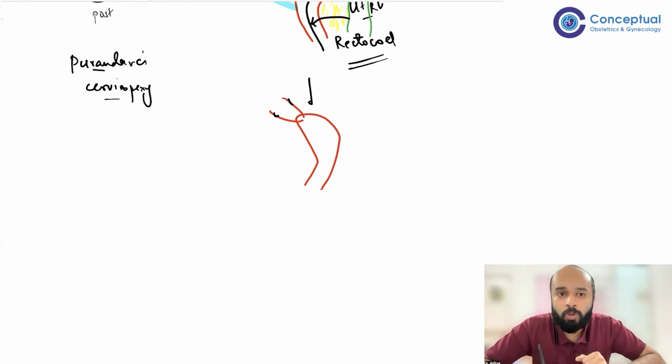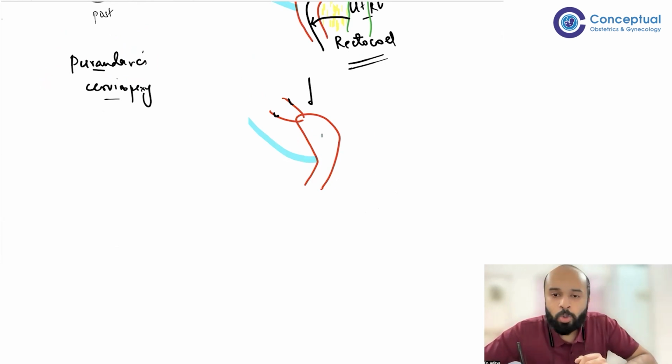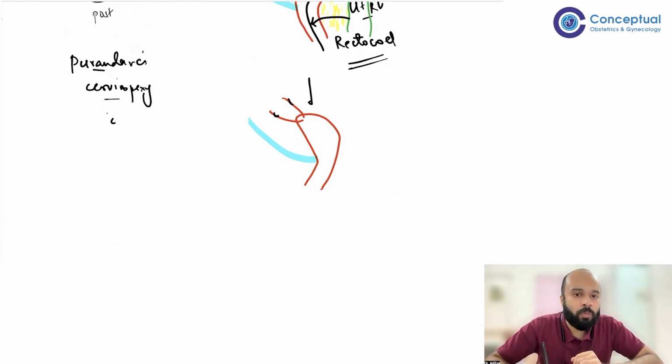This is called Purandare cervicopexy with round ligament plication. Hence, this is how you retained the anteversion, you avoided the rectocele formation, and also corrected the prolapse. This was Purandare cervicopexy with round ligament plication.